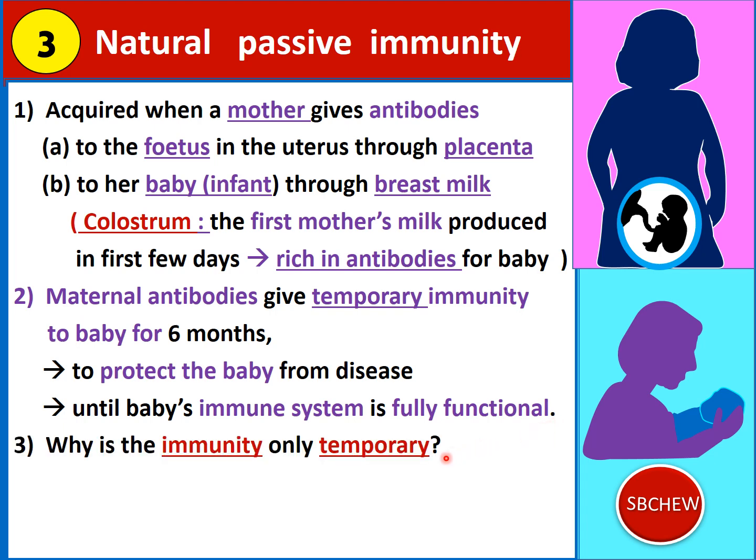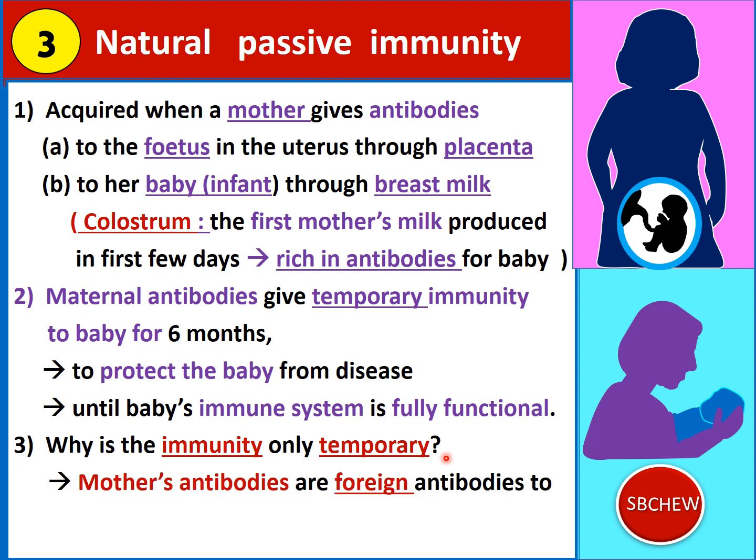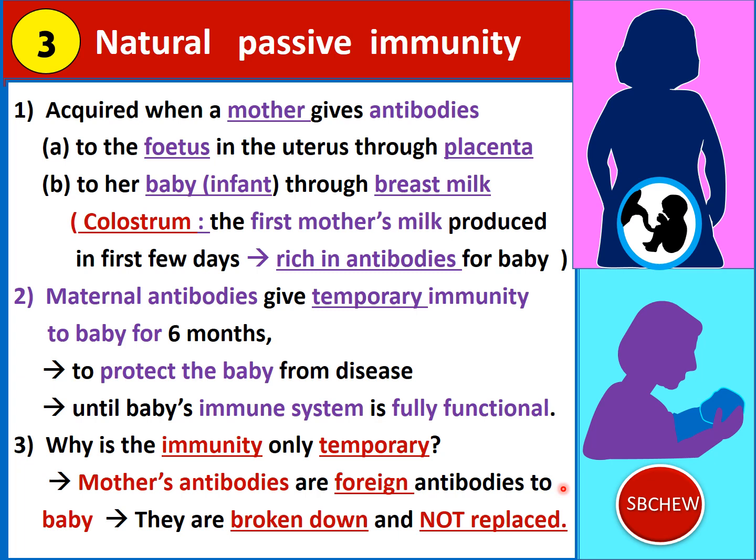Why is it only temporary? Because the mother's antibodies are foreign to the baby. So they are broken down in the baby's body and they are not replaced. The baby's own lymphocytes do not provide the antibodies. So therefore, after the antibodies have been broken down, they are not replaced. And the baby will then have to develop its own immunity against various diseases.